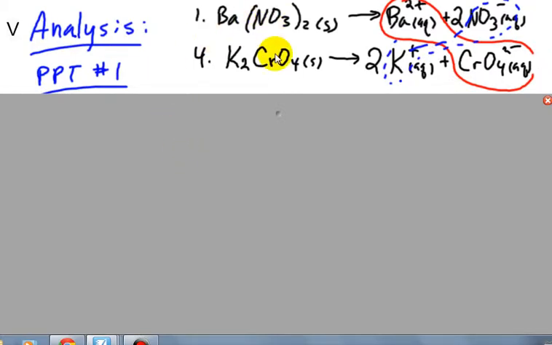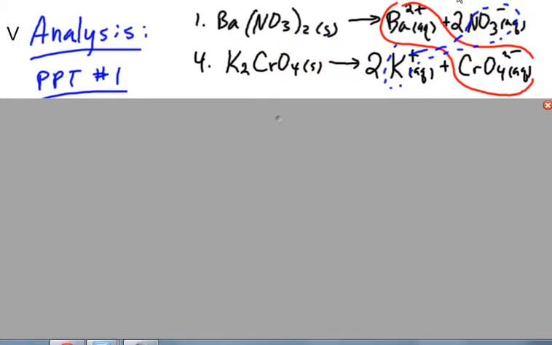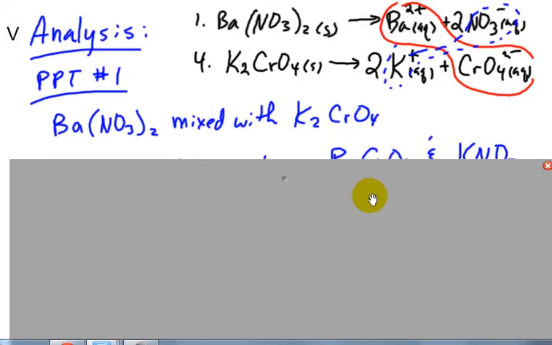Now, barium nitrate, potassium chromate, you did the dissociation equations. So equation 1 and equation 4 are the ones we're looking at. As we see, barium nitrate breaks down into barium and nitrate, and potassium chromate, 2 potassiums for every 1 chromate. So of course what happened there is you had one of 2 precipitates. Could be barium chromate or potassium nitrate. So we have to look and see which one of those is the precipitate.